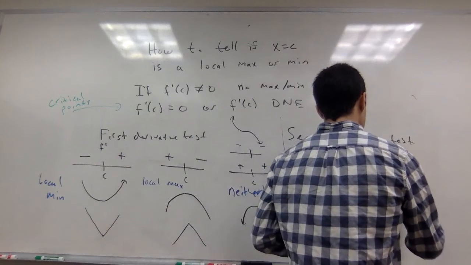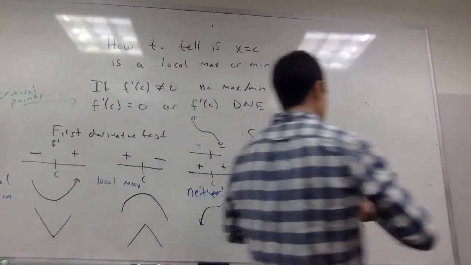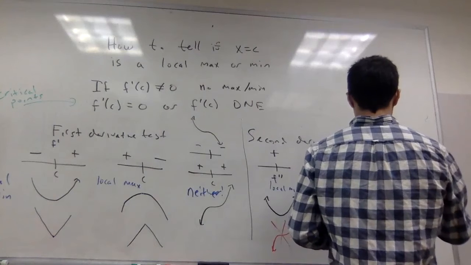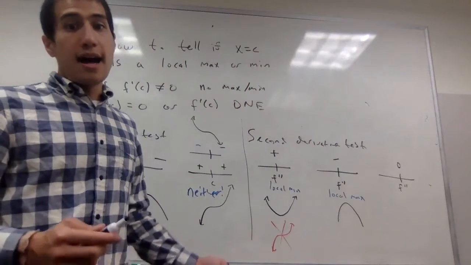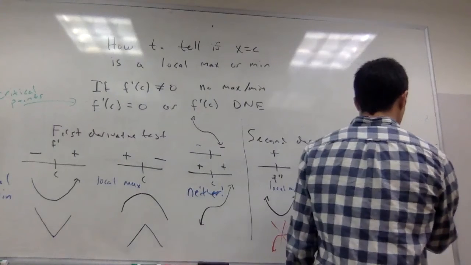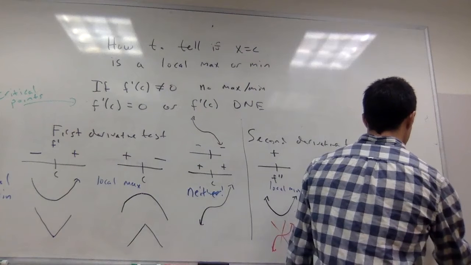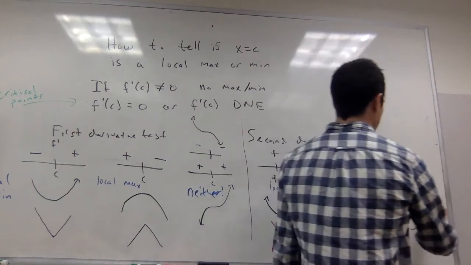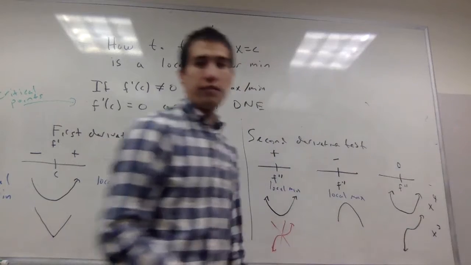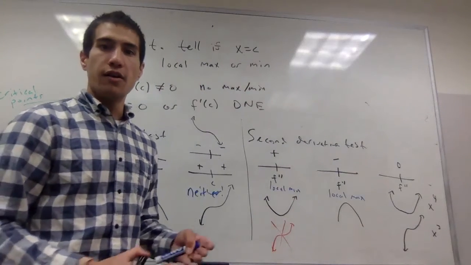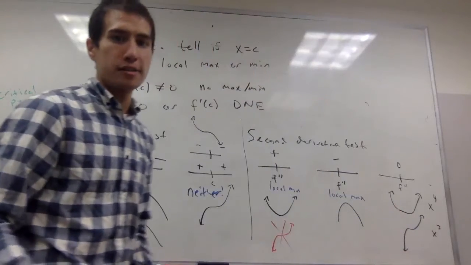And unfortunately, if the second derivative is 0, the second derivative test does not tell us anything. So if f double prime of C equals 0, then it's not clear what's happening. The function could look like something like this. It could be a local min, but it could also look something like this. It could be neither. You can check, like, if I do x to the 4th and if I do x cubed, both of them have a second derivative equal to 0 at x equals 0, but one of them has a minimum, one of them does not have a minimum or a maximum.